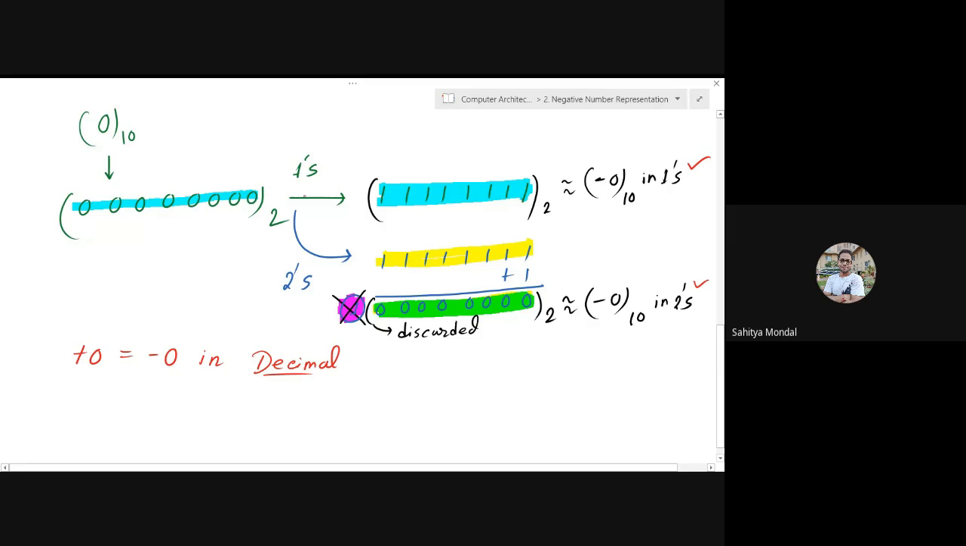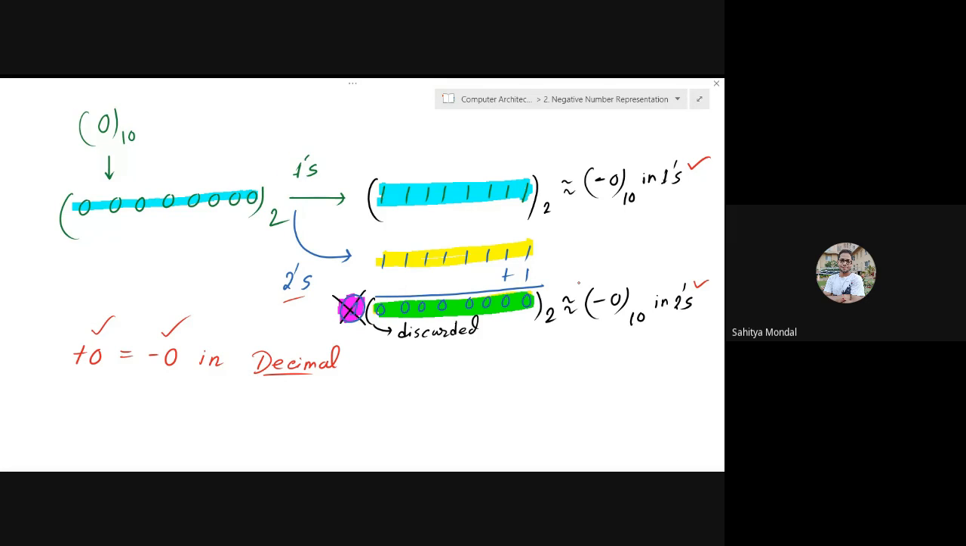So in 1's complement I am showing to you that +0 and -0 structure are different, but in decimal we always write +0 equals to -0. So in binary the pattern should be same. But when we are doing the 2's complement, what we get? We get the same pattern as the +0 is equivalent to -0. Now understood? Yes, sir. Okay, so that is the reason.